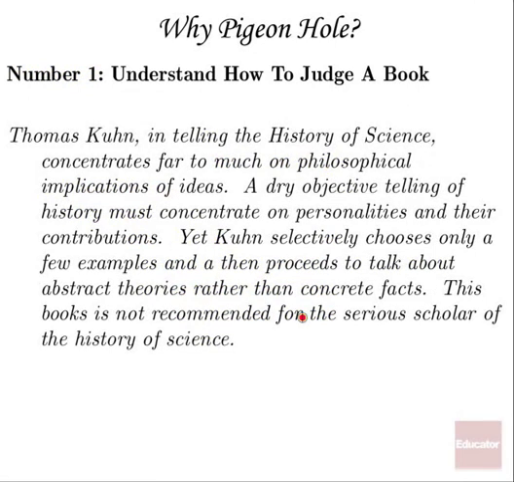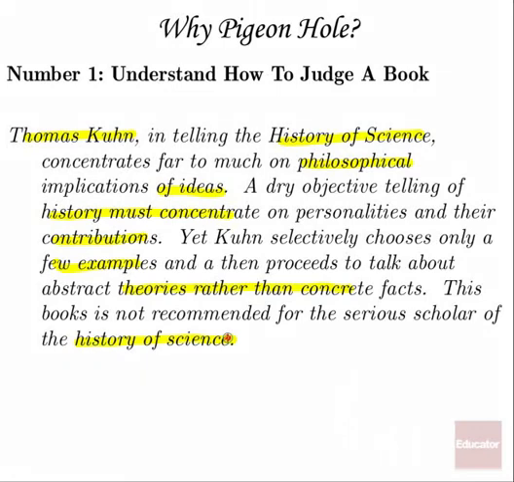"So, Thomas Kuhn, in telling the history of science, concentrates too much on the philosophical implications of ideas. A dry, objective telling of history must concentrate on personalities and their contributions. Yet Kuhn selectively chooses only a few examples and then proceeds to talk about abstract theories rather than concrete facts. This book is not recommended for any serious scholar of the history of science."